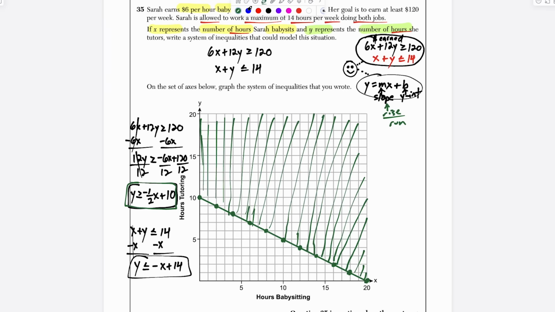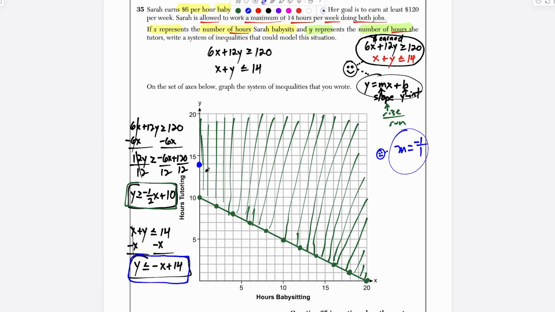And now we could graph the next one. So the next one I'll do in blue, we have y is less than or equal to negative x plus 14. So our y-intercept this time is 14, and our slope is negative 1. So we're going to rise. So for this part, when I hear slope is negative 1, I think of this as negative 1 over 1.